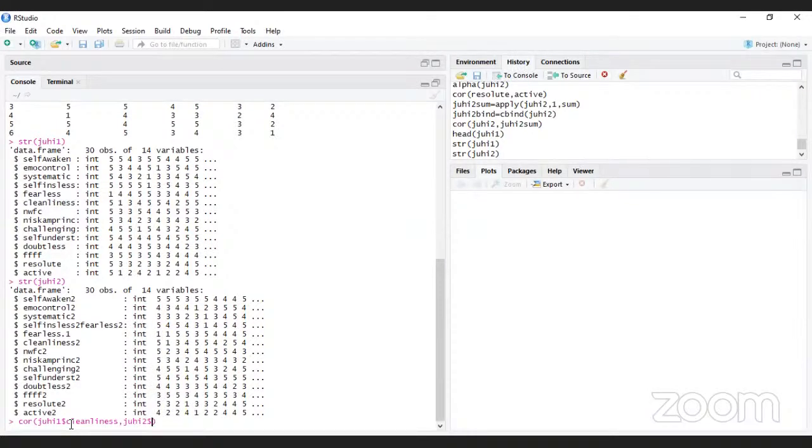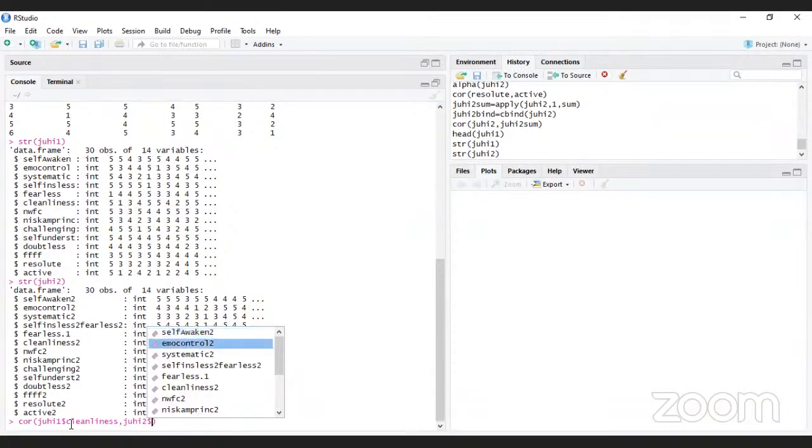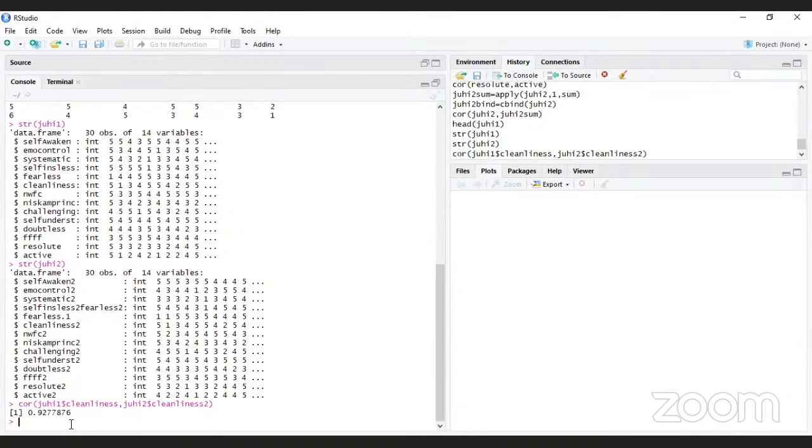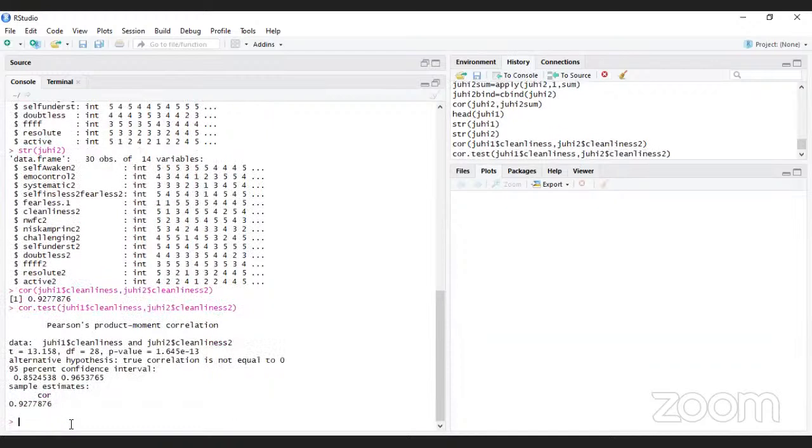This is the value questionnaire. So that is the correlation, 0.93. Okay. And I can test it. So it is highly significant. Okay.